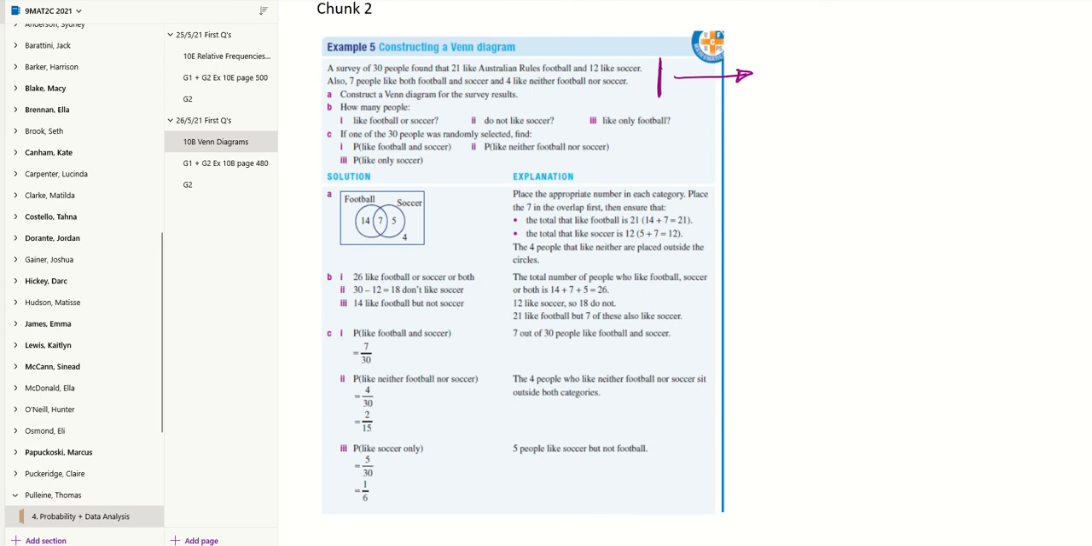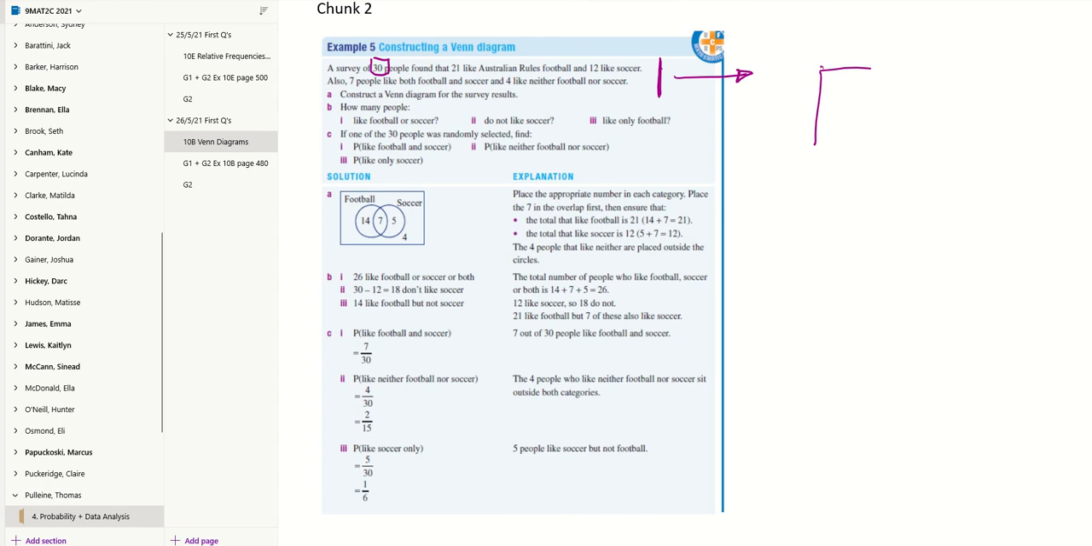A survey of 30 people found that 21 like Australian rules football and 12 like soccer. Also, 7 people like both football and soccer, and 4 like neither football nor soccer. It's asked us to construct a Venn diagram. So we're going to pick the information out of this sentence. The first thing we're looking for is the total number of people, which is 30.